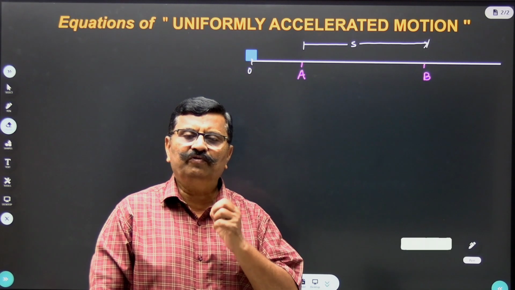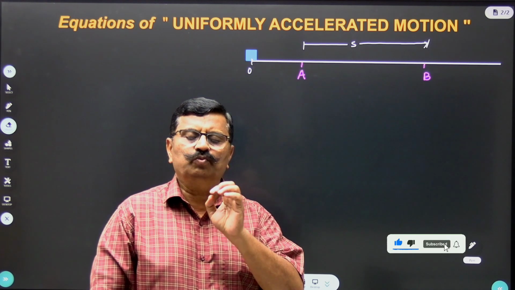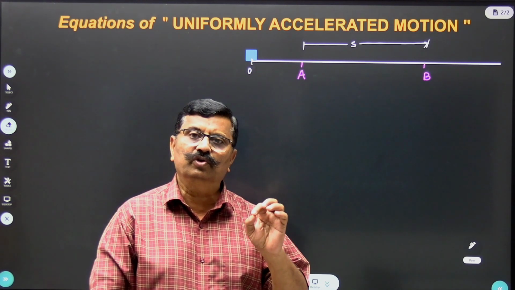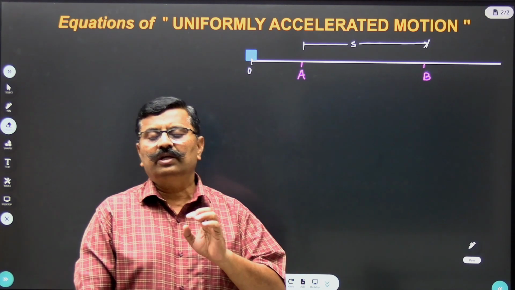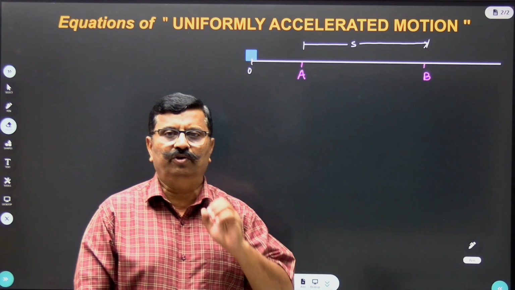Now what do you mean by uniformly accelerated motion? Uniformly accelerated motion means the body is moving with a constant acceleration. The body is moving with a uniform acceleration, which means the speed of the body, the velocity of the body, is increasing uniformly.